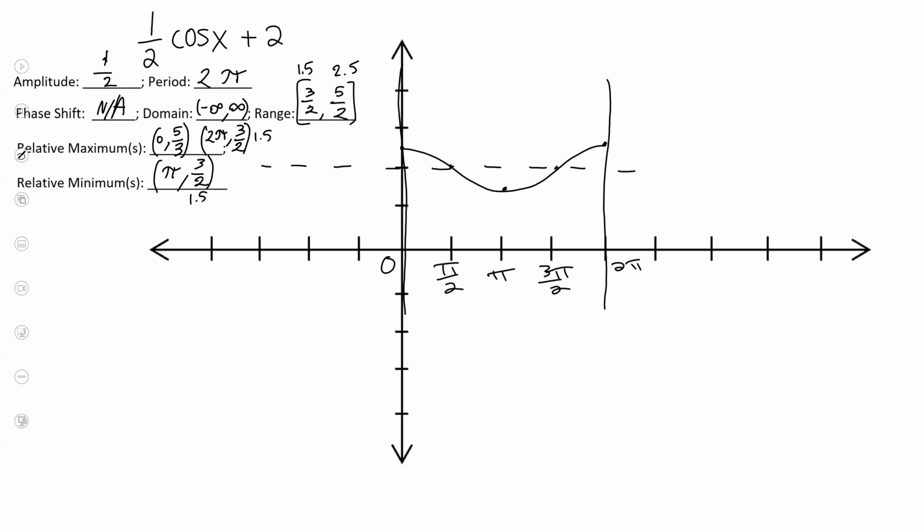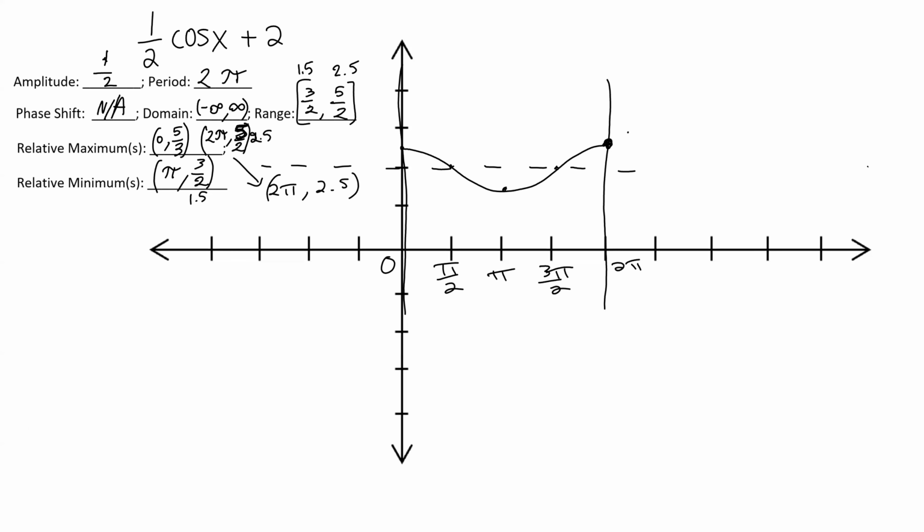Wait, your relative maximum here is at 2.5, so it should be 5/2. That's the only mistake. So this should be 2.5. So this is 2 pi, 2.5 is your maximum. And your relative minimum, pi, 3/2. Yep. Okay, perfect.